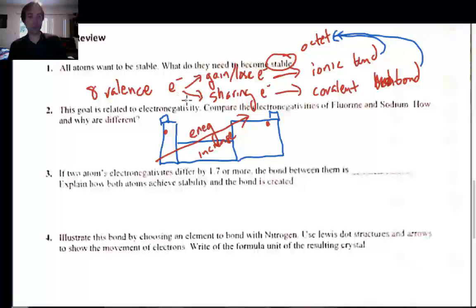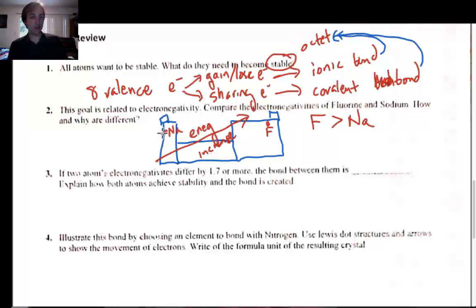So it says the goal is related to electronegativity. Compare the electronegativities of fluorine and sodium. How and why are they different? Fluorine is over here, sodium is right here. So we would say that fluorine has a greater electronegativity than sodium. And the why has to do with the fact that fluorine is much closer to its octet. It only needs one more electron to get over here. Another way of thinking of it is its valence electrons are a lot closer to the nucleus, so the nucleus has more pull on those electrons.